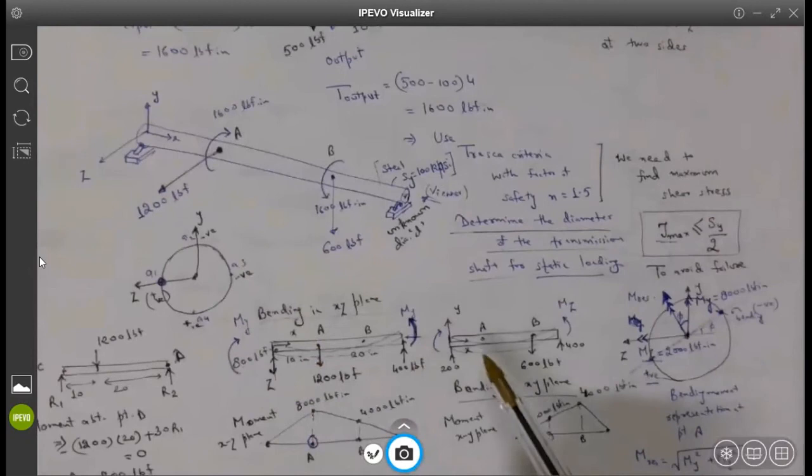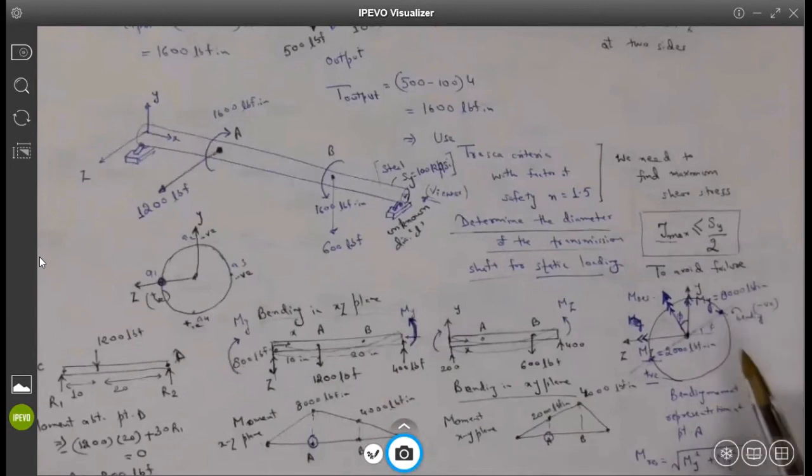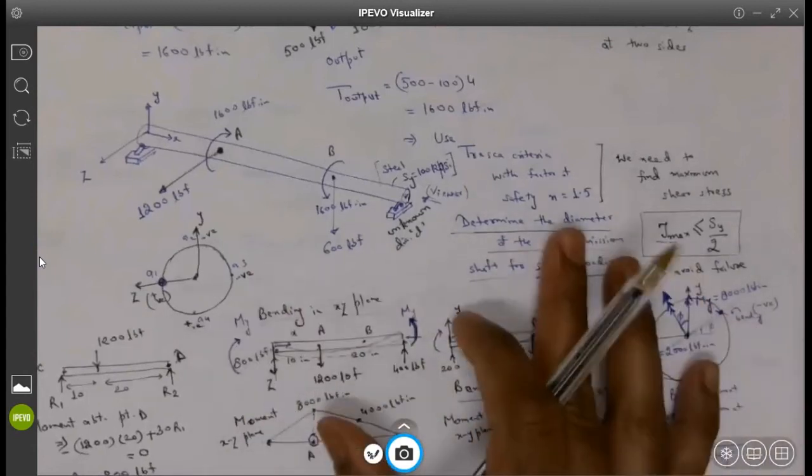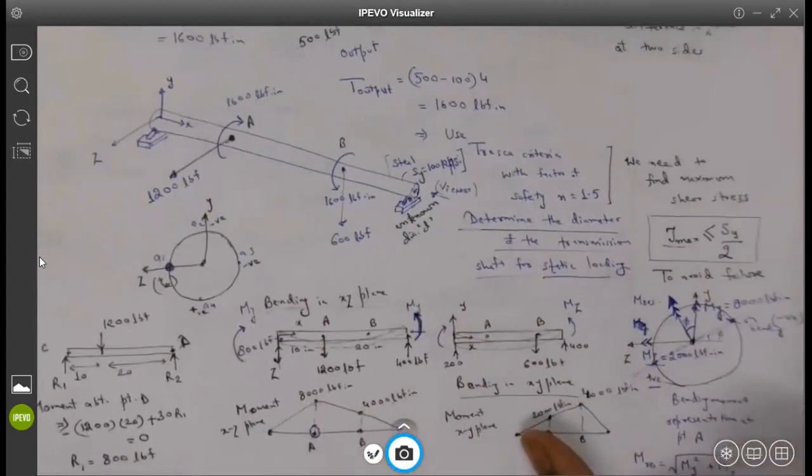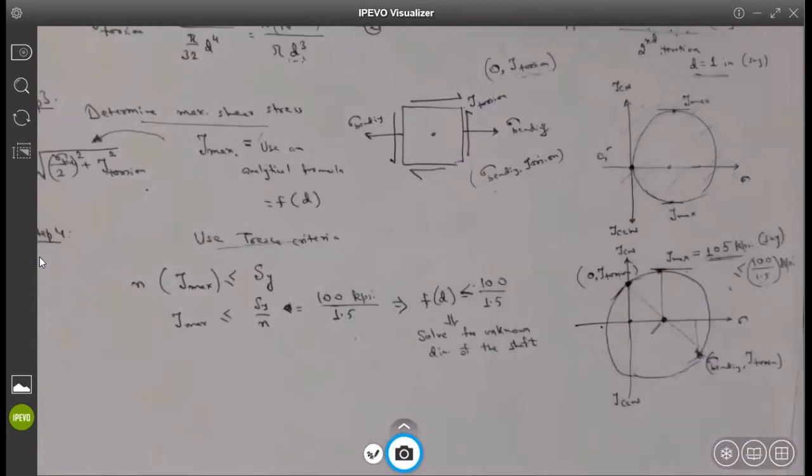And once we have bending moment appearing in two different planes, it becomes very difficult to understand how the stresses are appearing and how to find the resultant bending moment, what is the bending stress, and how to find the location of the maximum bending stresses. So once we have understood this much, thereafter everything else, as I mentioned before, is just formula.